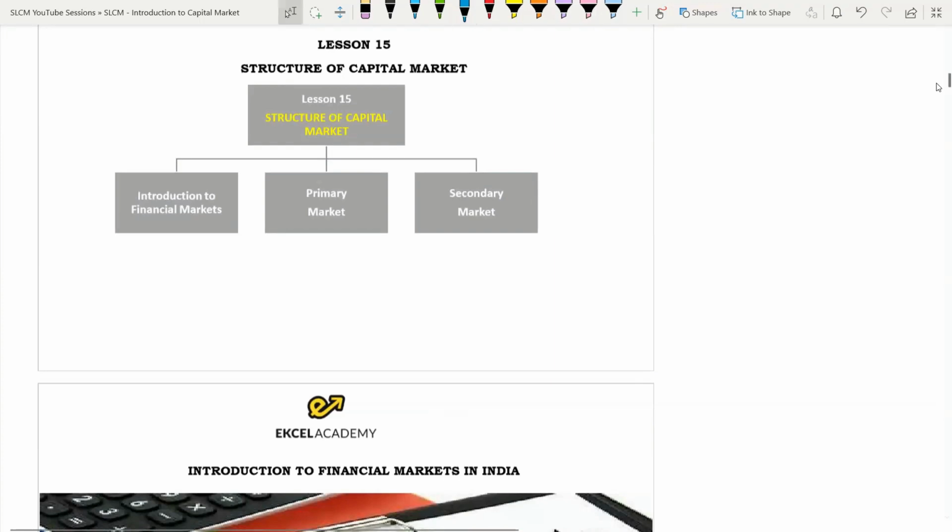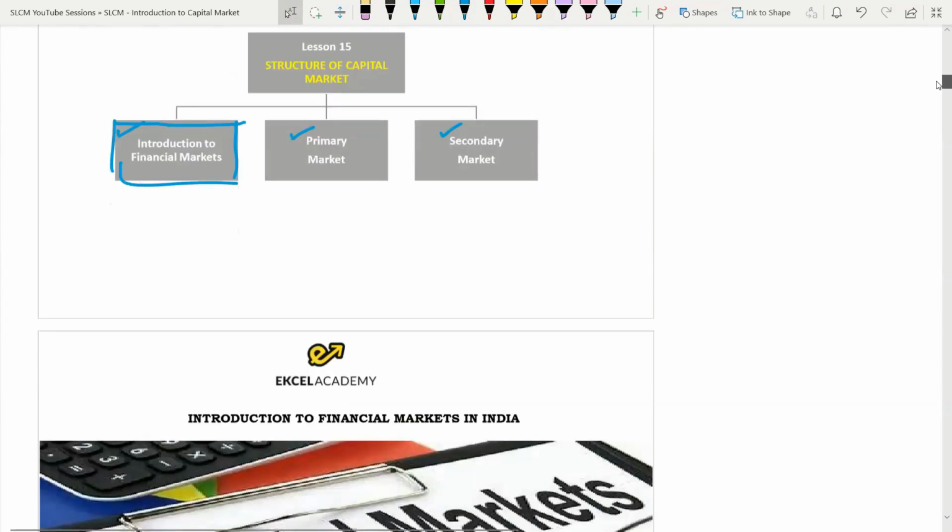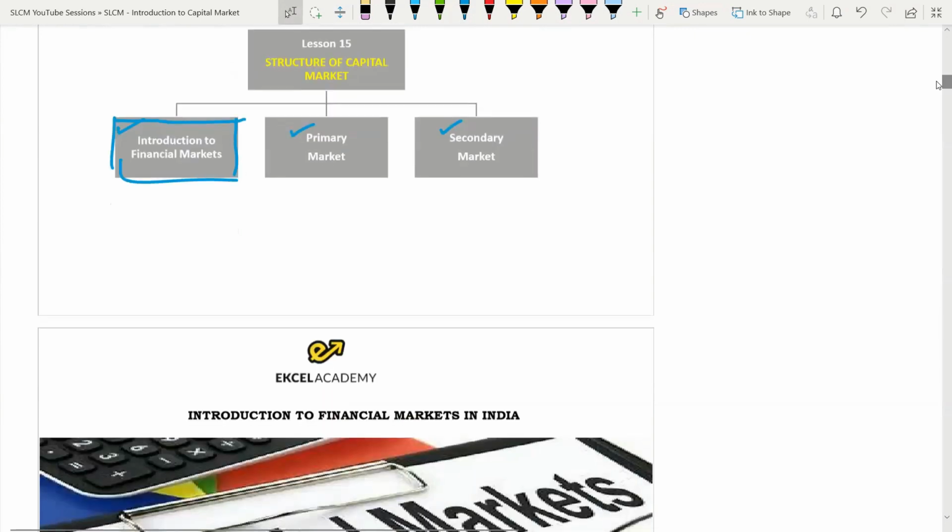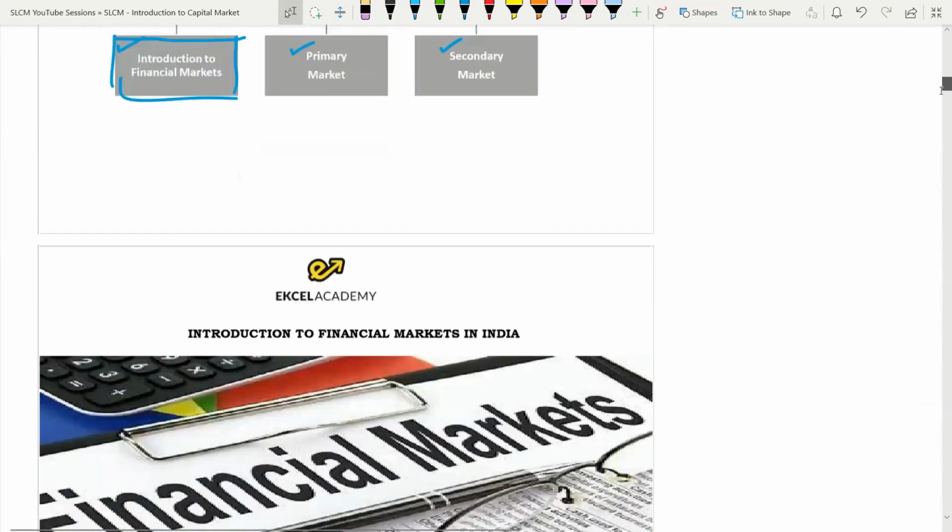Our entire focus of discussion for today's session is going to be the first part of lesson number 15, that is introduction to the capital markets. Okay. Now, capital market forms part of a bigger market, which is the financial market. So that is why for us it is important to first understand what are the financial markets and then come to the understanding of what are the capital markets.